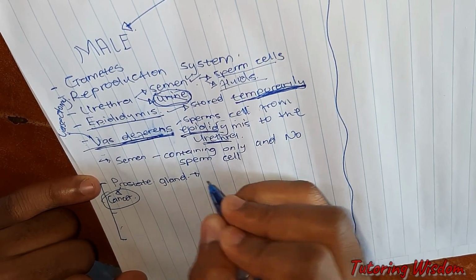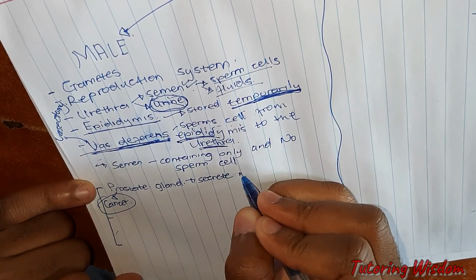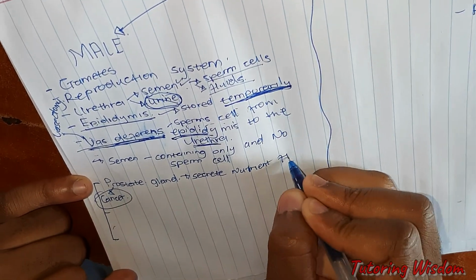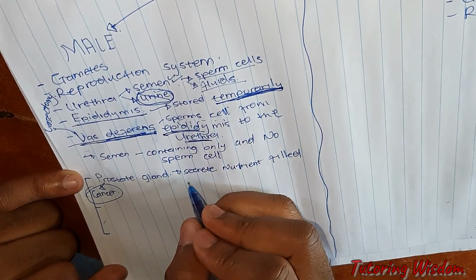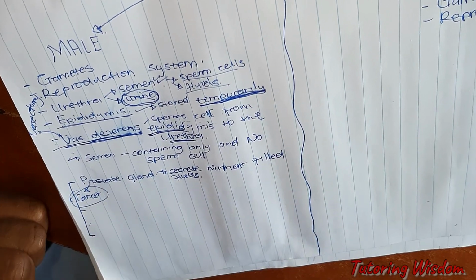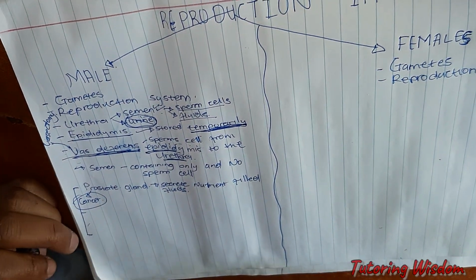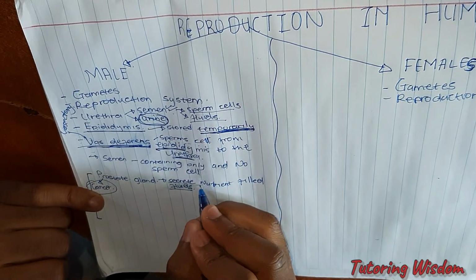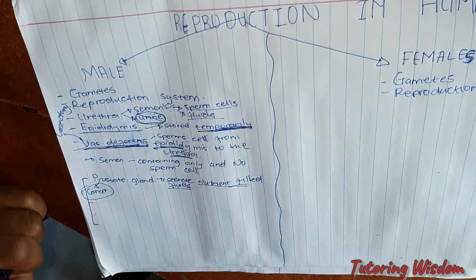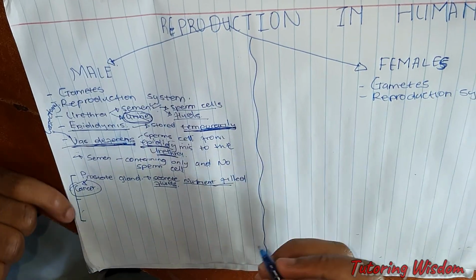The prostate gland secretes nutrient-filled fluids. These fluids help the sperm cells to move, so it helps the sperm cells with locomotion. The fluids are nutrient-filled, which means they provide energy for the sperm cells to move from the male reproduction system to the female reproduction system.